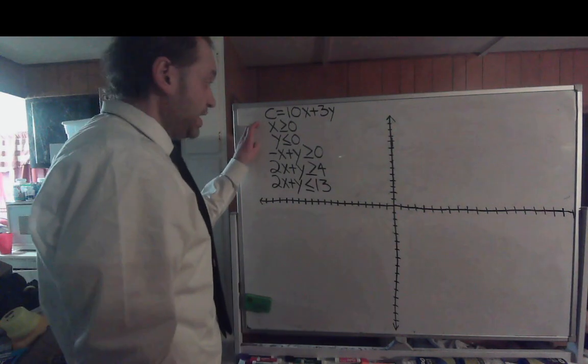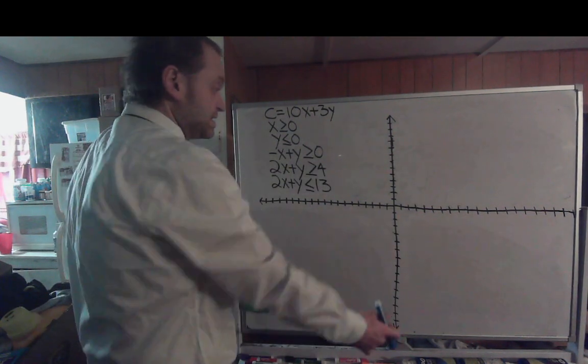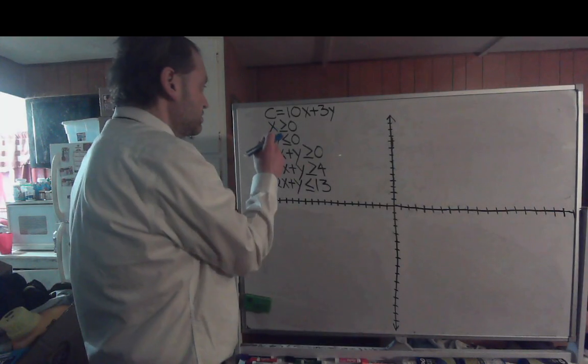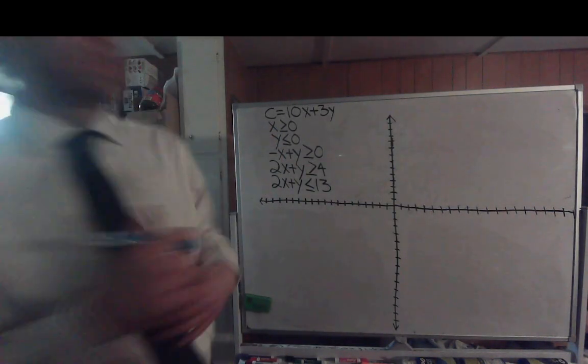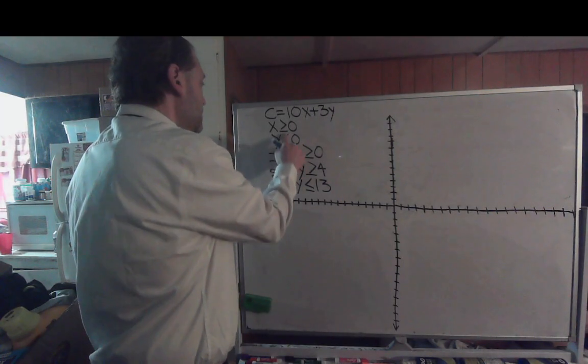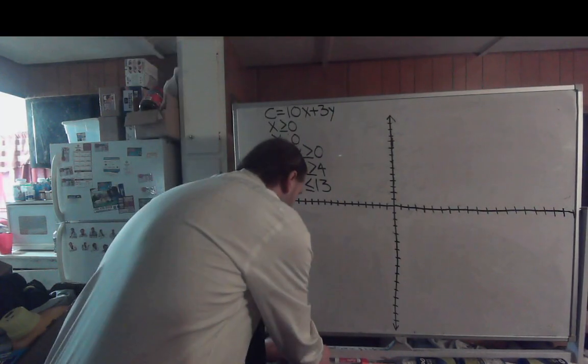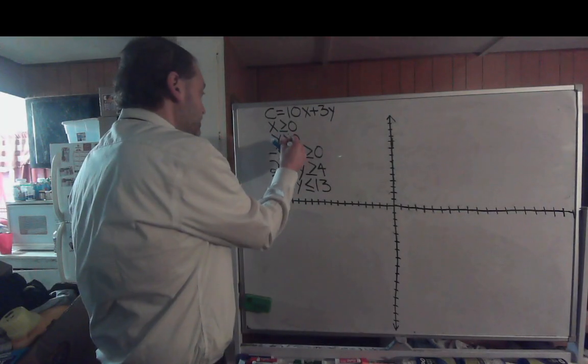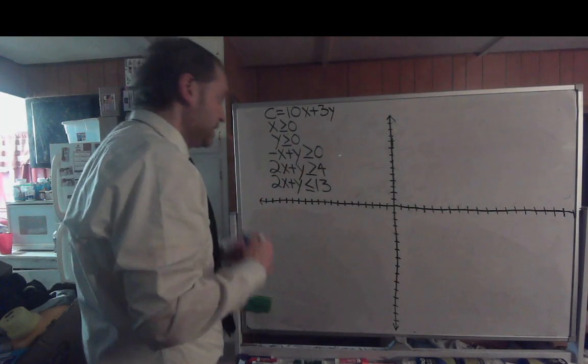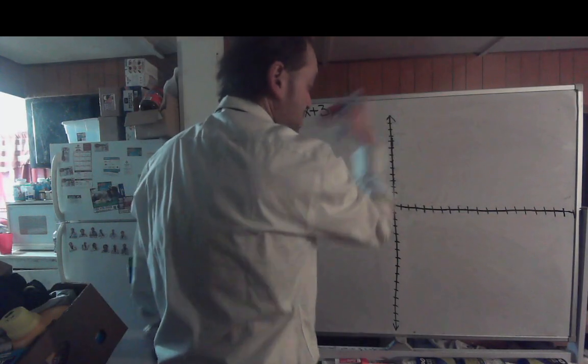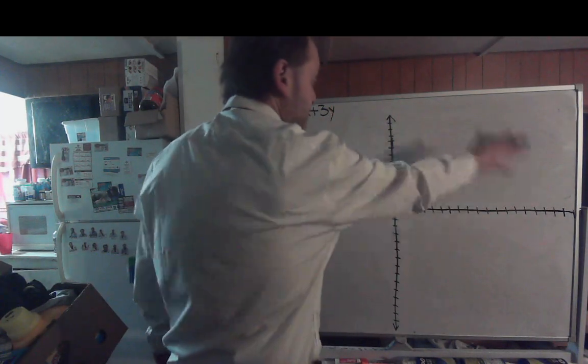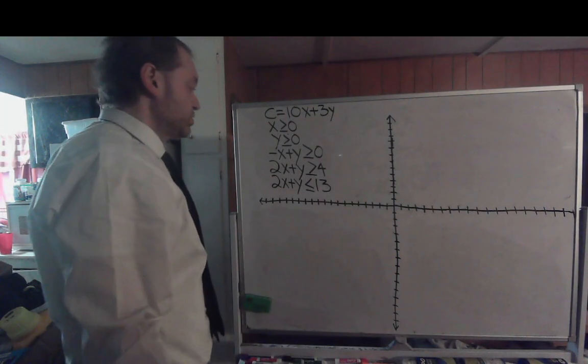Well, the x is greater than 0 is our whole y-axis. The y is, it's supposed to be greater than or equal to 0. I almost wrote less than or equal to 0 for the y. Y is greater than or equal to 0 will be the whole x-axis going right, so you have the first quadrant.